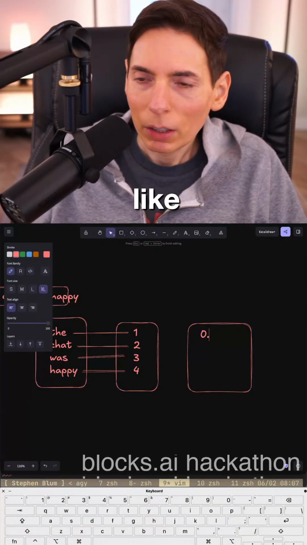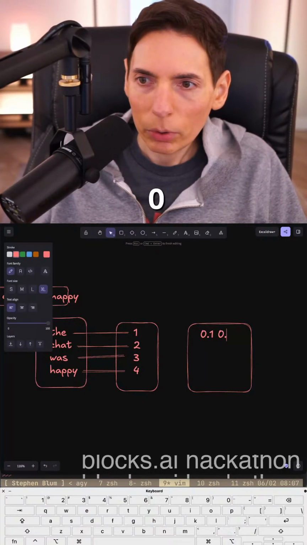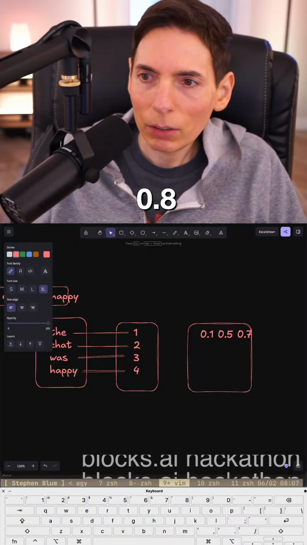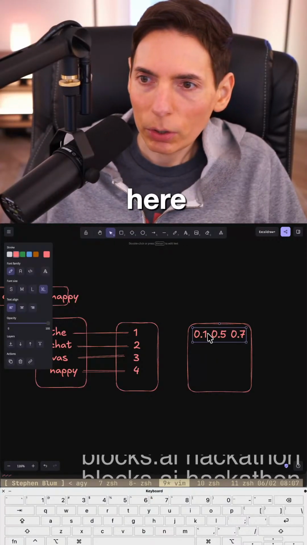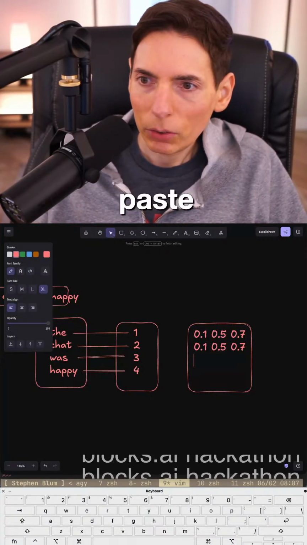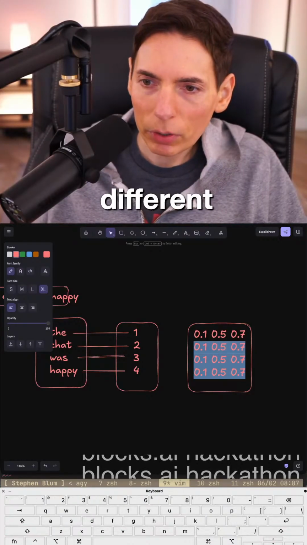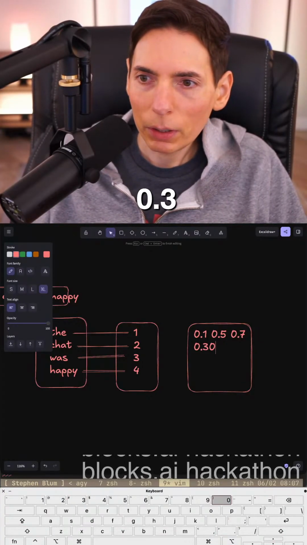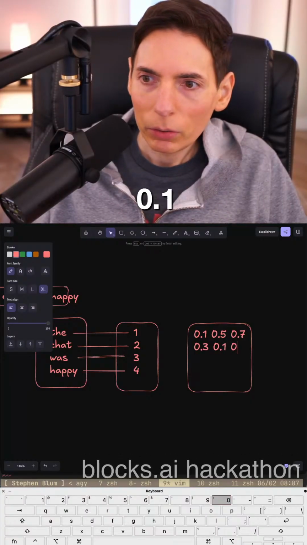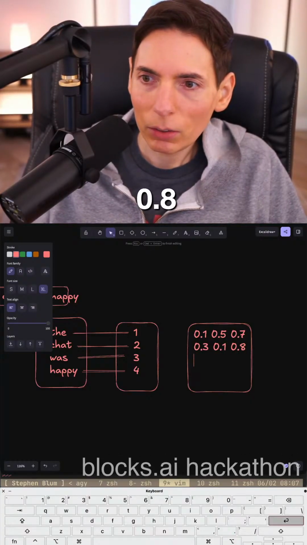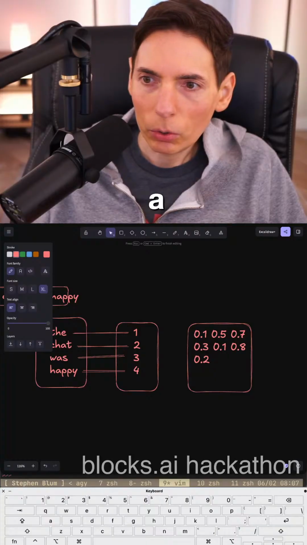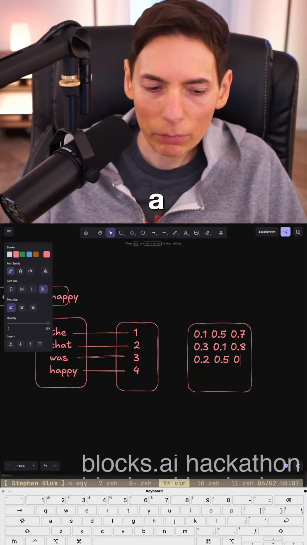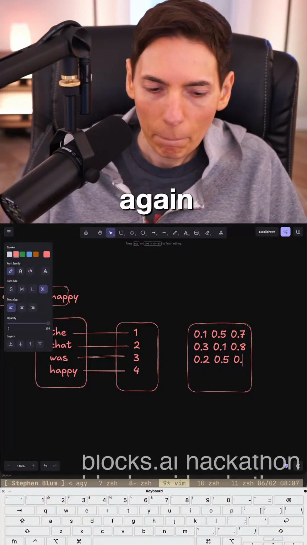So let's just say it's like 0.1, 0.5, 0.8, a whole bunch of different rows here. Let's copy and paste this. These are all different numbers, so let's make it a little bit easier to see here. 0.3, 0.1, 0.8. Let's do a 2, 5, and a 2 again. All right, let's do a 3.